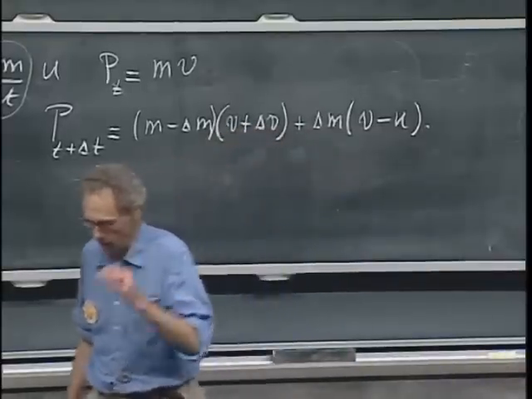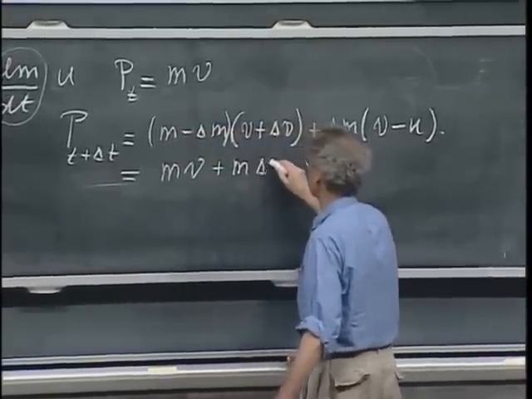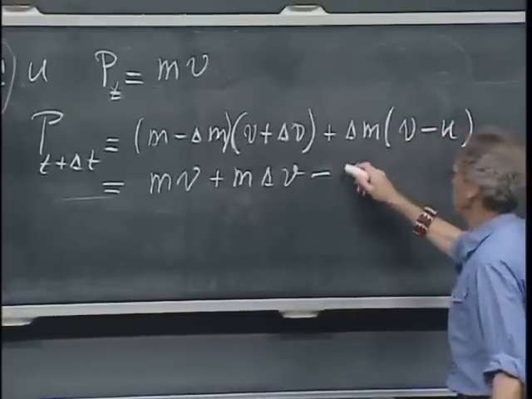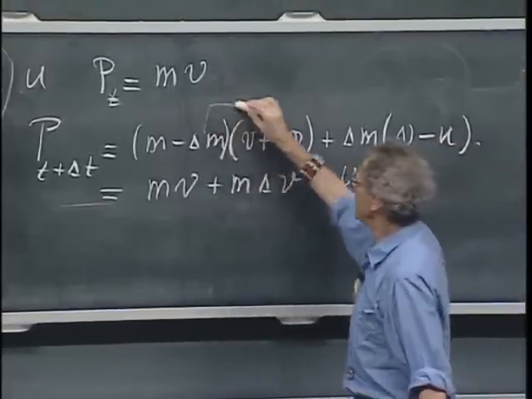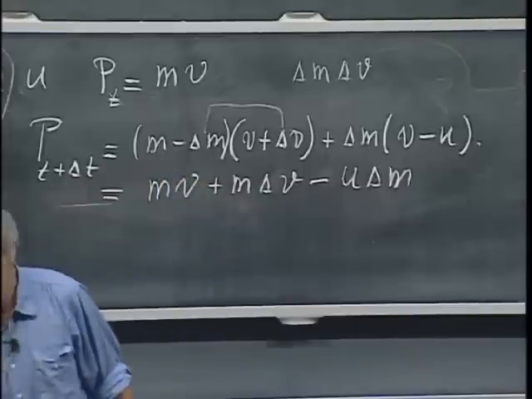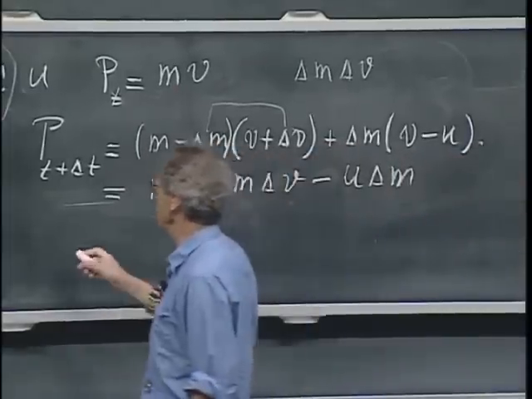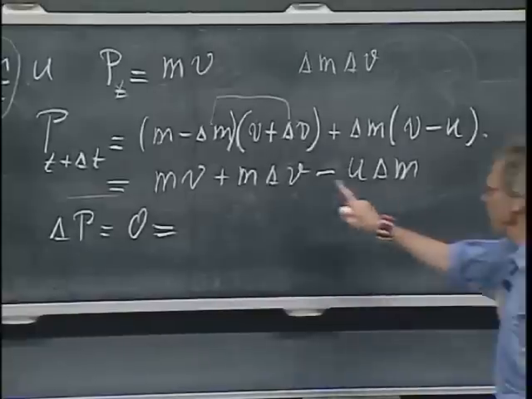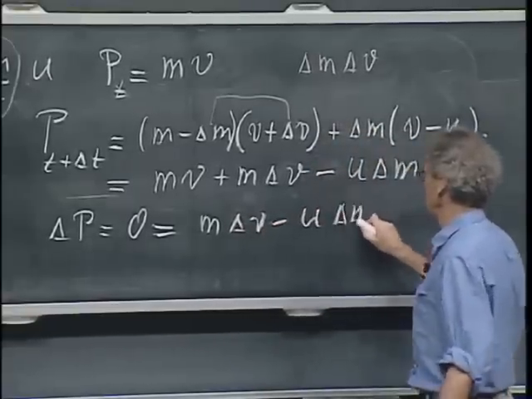And how large is this? Well, there is mv plus m delta v. Here you see the m delta v. Here you see the mv. And then you get minus u delta m. And the delta m v here cancels minus delta m v here. And this term, delta m delta v, is the product of two incredibly small numbers. I ignore that. So this is the momentum at t plus delta t, and this is the momentum at time t. And so the change in momentum, delta p, which must be zero, because momentum is conserved, is m delta v minus u delta m.